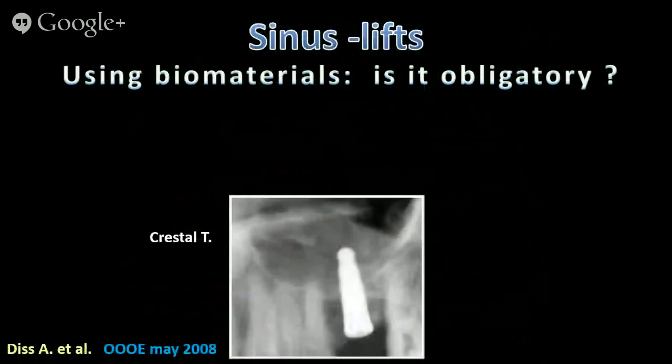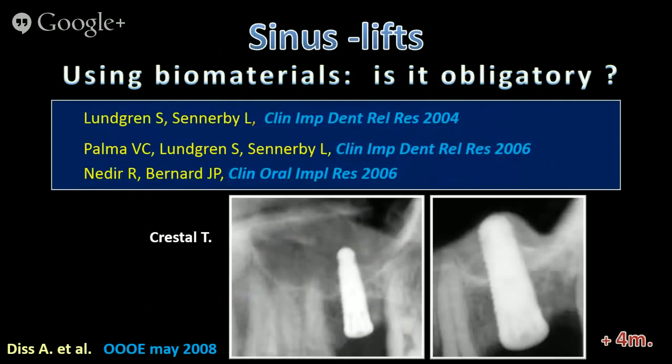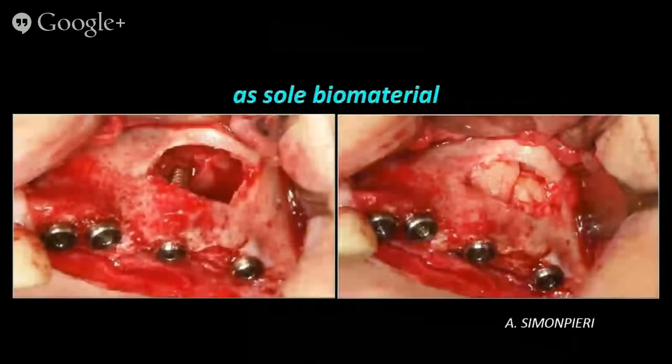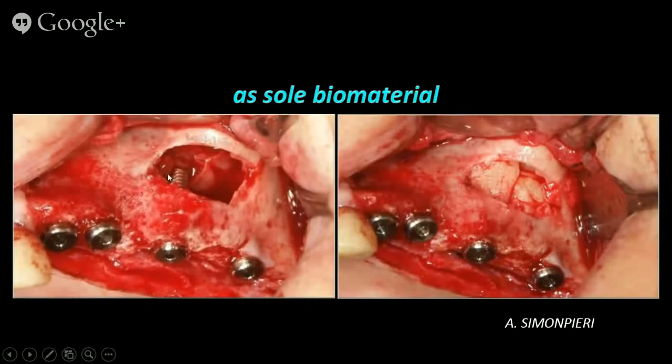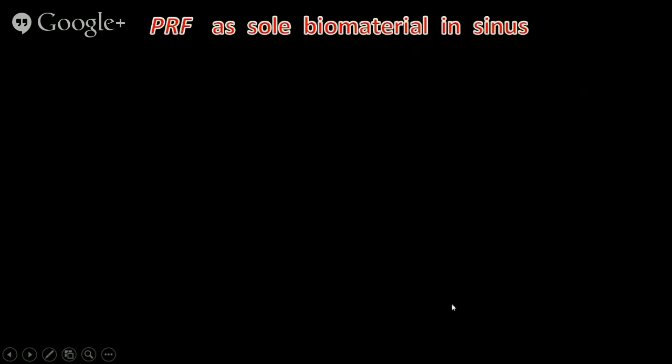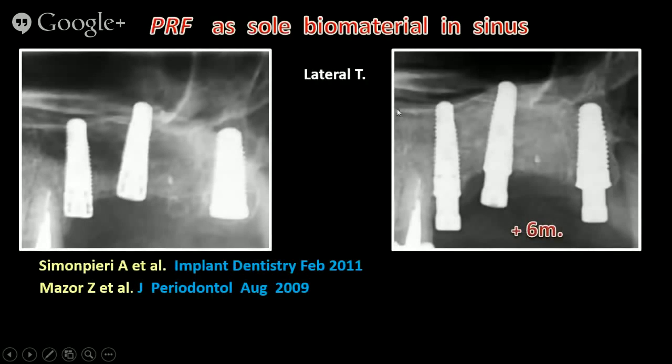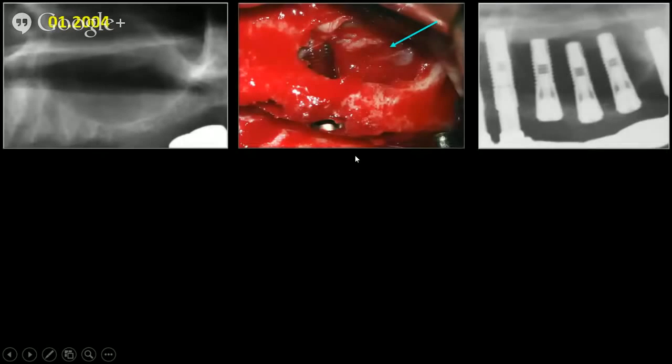However, we can use also the fibrin as a biomaterial. We have several papers today, and we can use it in the crestal technique and in the lateral technique. But in the lateral technique, we have to put first the implants, and then we can fill the sinus with the fibrin. After 6 months, we will have a full healing of the bone into the sinus, because the fibrin is the best biomaterial that we can use in the sinus. We have today a lot of publication about this concept of using a PRF as sole biomaterial in the sinus.